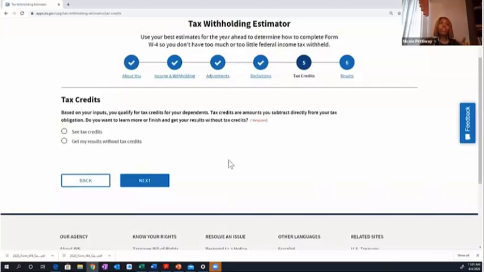Tax credit. So this is the section where you may qualify for certain tax credits. And tax credits essentially are credits that reduce your tax liability, the amount of taxes that you have to pay. So it says here in her example, it actually tells you on the screen, based on your inputs, you qualify for tax credits for your dependents. Tax credits are what you can subtract directly from your tax obligation. So it says, do you want to learn more? Yes, I want to get my tax credits. I want every dollar I have coming to me. So we're going to click on see tax credit.